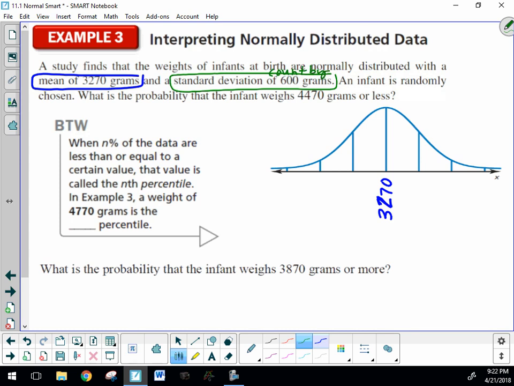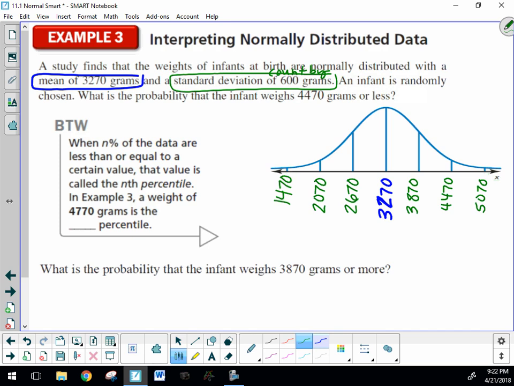So if we add one standard deviation, we get 3870. If we add another standard deviation, another 600, we get 4470, and another 600 gives us 5070, and I will count back by 600. So this first one is going to be 2670, 2070, and 1470. Again, the standard deviation was 600, so we're counting in both directions by 600s.